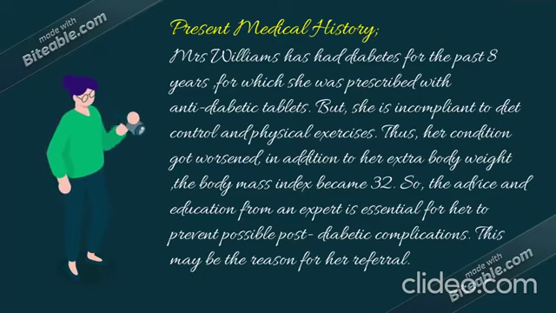So here the patient is on regular medications, but she is not compliant with the physical exercises and the diet control. So her condition started to worsen. In addition, her body weight started to increase, and now the body mass index became 32. So the registered nurse is thinking that hereafter, if nothing is done, her condition will become much worse and there will be more chance of post-diabetic complications. So she is requesting an education program from the public health nurse to prevent such complications.